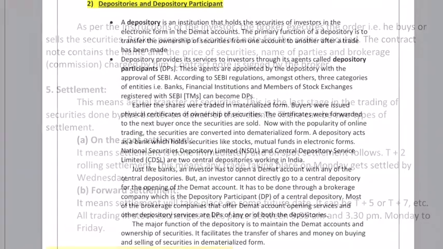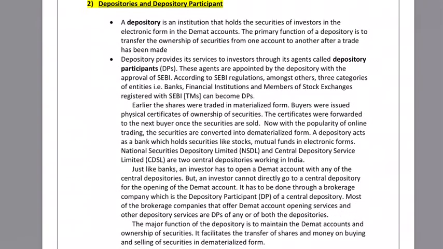So now we move on to the next topic, which is on depositories. We already mentioned depositories and opening of a demat account in the previous topic, so let us talk about depositories a bit more in detail. A depository is an institution that holds the securities of investors in electronic form, or what is called demat or dematerialized form. The primary function of a depository is to transfer ownership of securities from one account to another after a trade and settlement has been made.